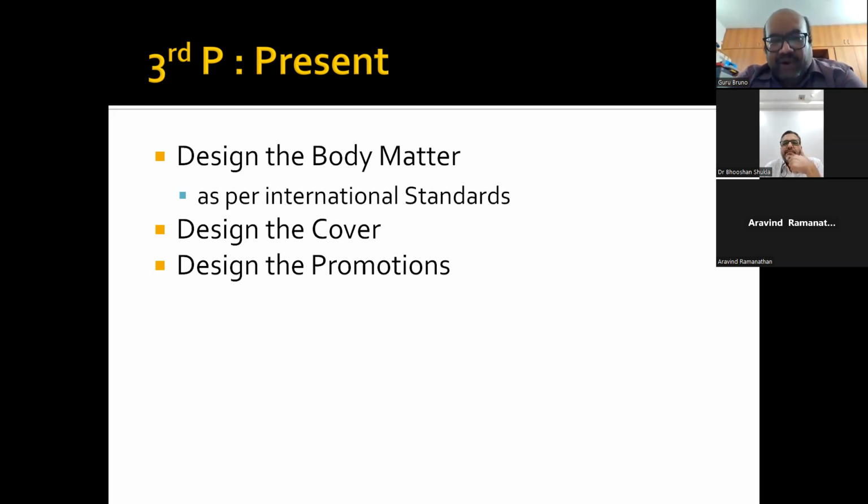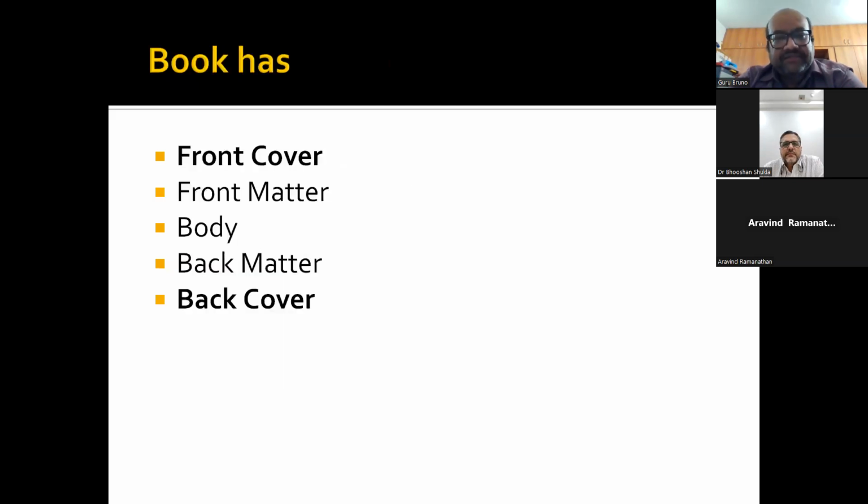So designing the body matter is one of the jobs. Designing the cover is next. Designing the promotions. So basically, a book has to follow a certain set norm. Indian books usually are not following it. That is why I thought, okay, we'll give some importance to that and we'll proceed.